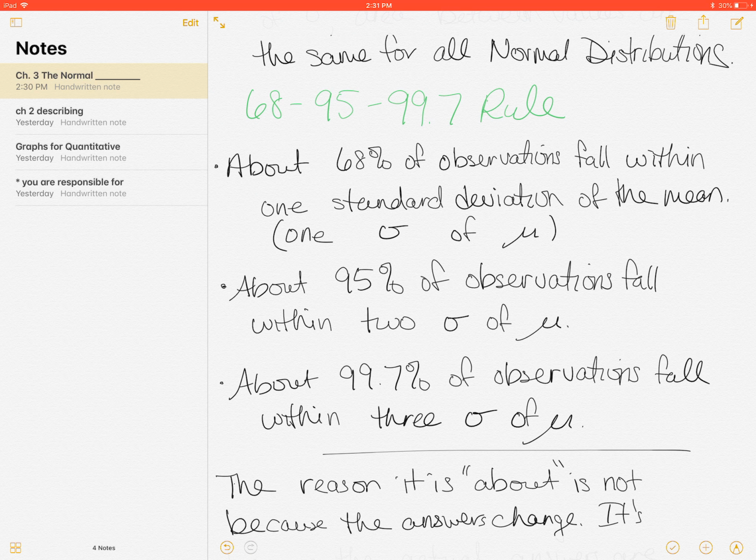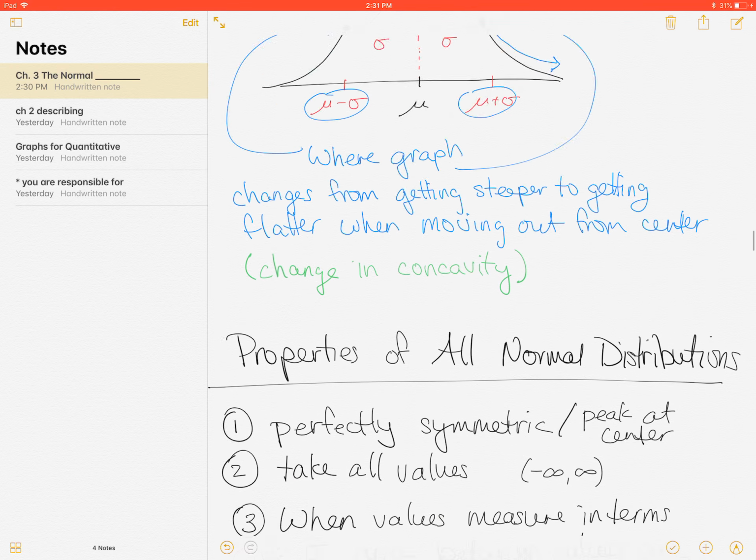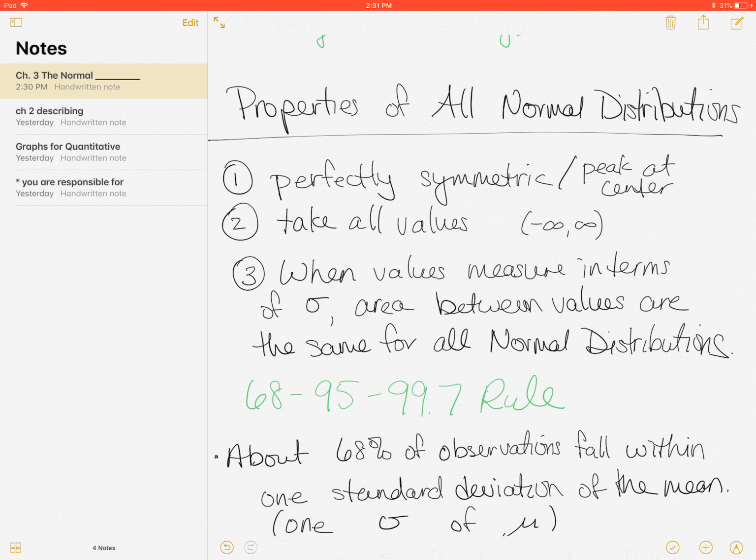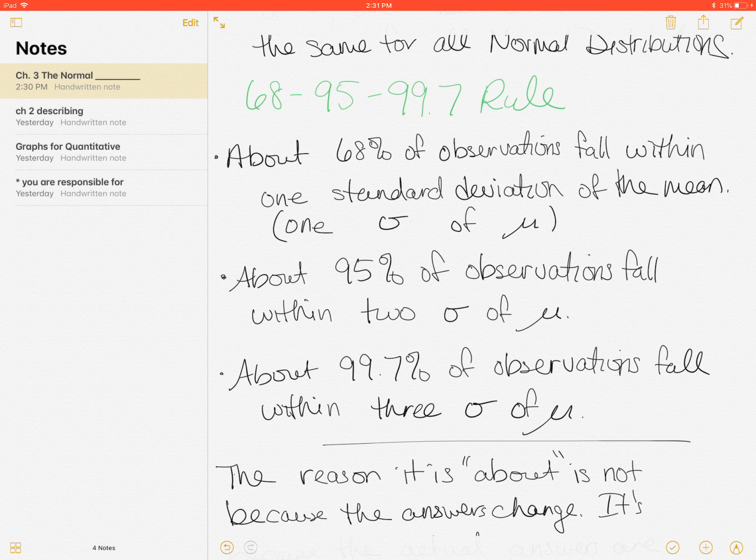About 68% of all observations, again theoretical observations, fall within one standard deviation of the mean. From now on I'm just going to write 1 sigma of mu because standard deviation is too long of a word. So if we start at the mean and we go out 1 standard deviation either direction, like we did in this picture, then about 68% of our observations will fall in that group.